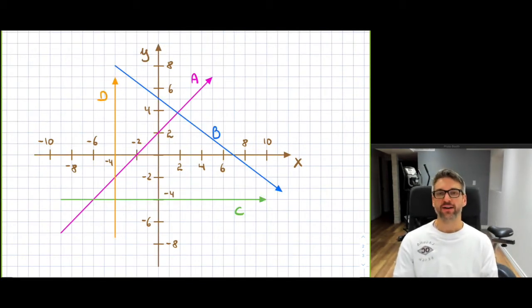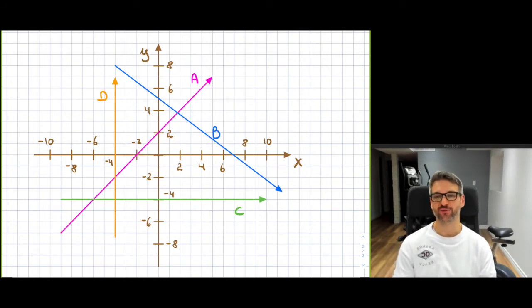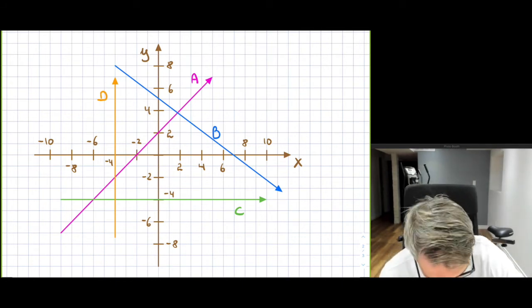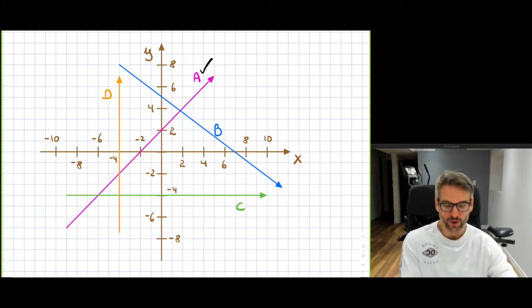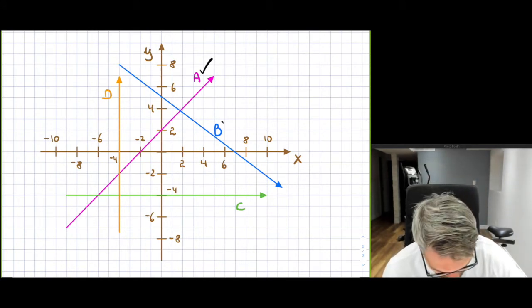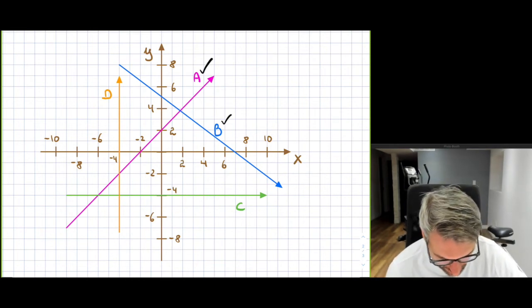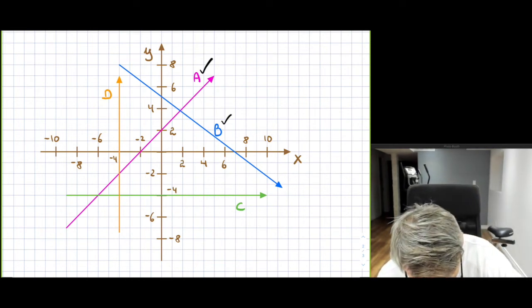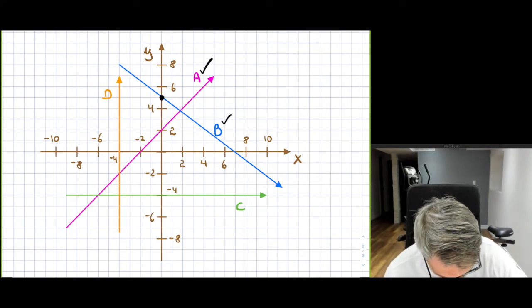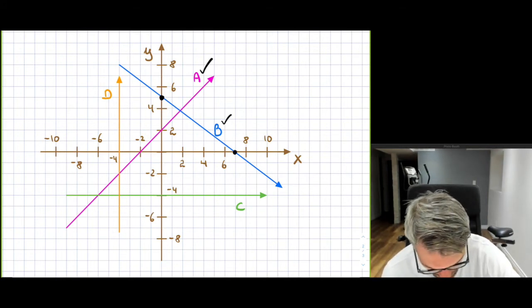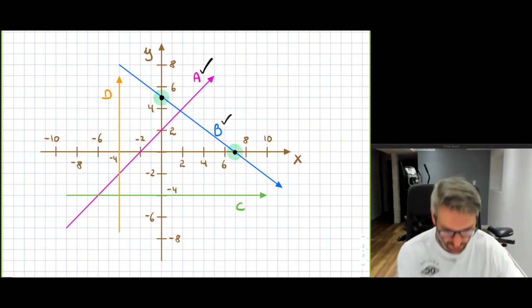So now we have the original 4 lines. We have done the x and y-intercept for this one. Now what would be the x and y-intercept, for example, for the B line? So here, notice that here is your y-intercept, and then here is your x-intercept. So you have these 2 points there.